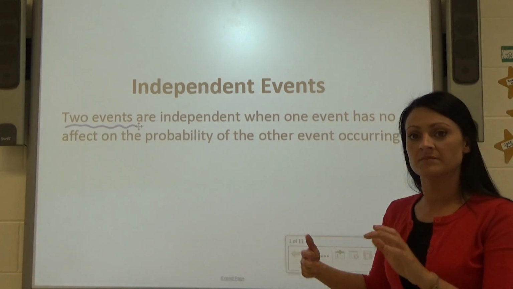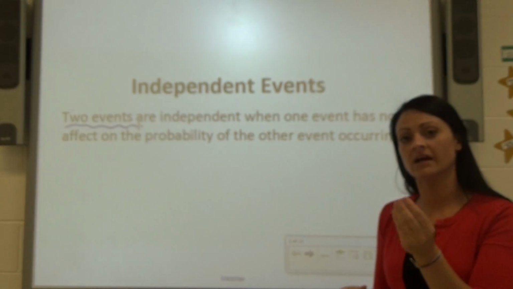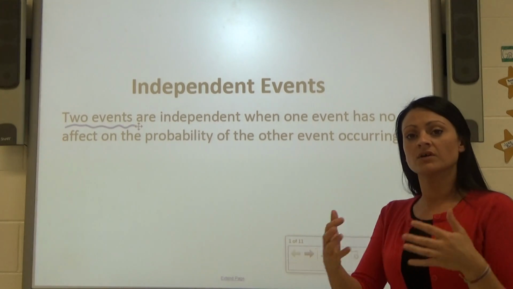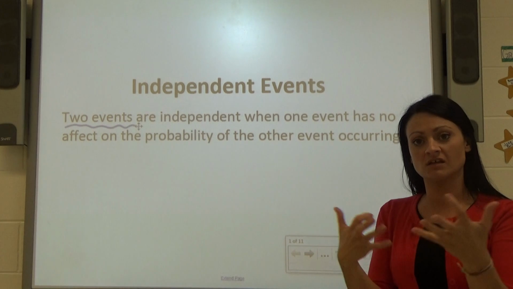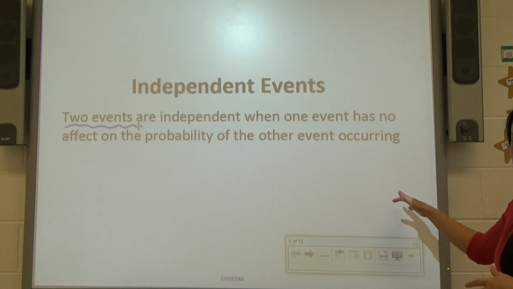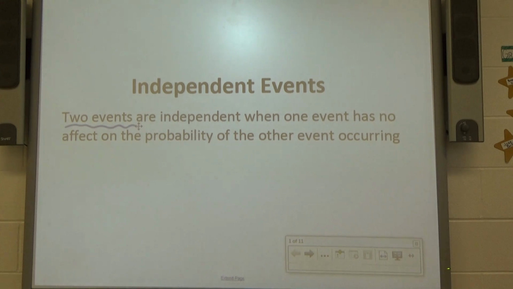In this case, I'm not just drawing one card out of the deck. I'm going to draw one card and then draw a second card, and we're going to look at how those two things relate to each other and how they affect each other. With independent events, the first event happening is not going to affect the probability of the second event happening. We're going to look at an example of what this means and then figure out the equation that goes with it.